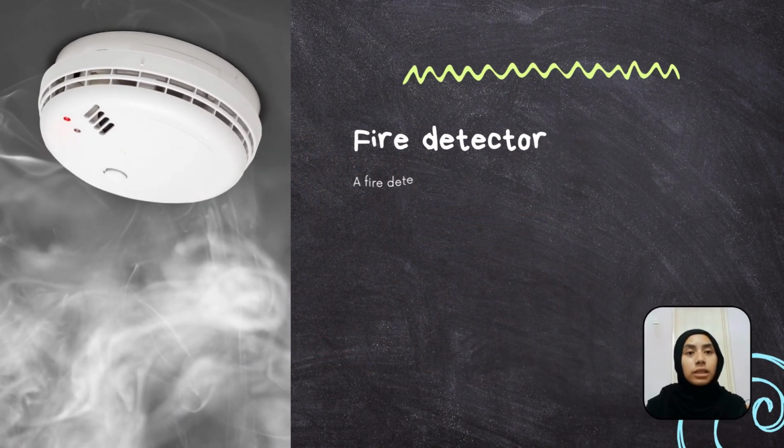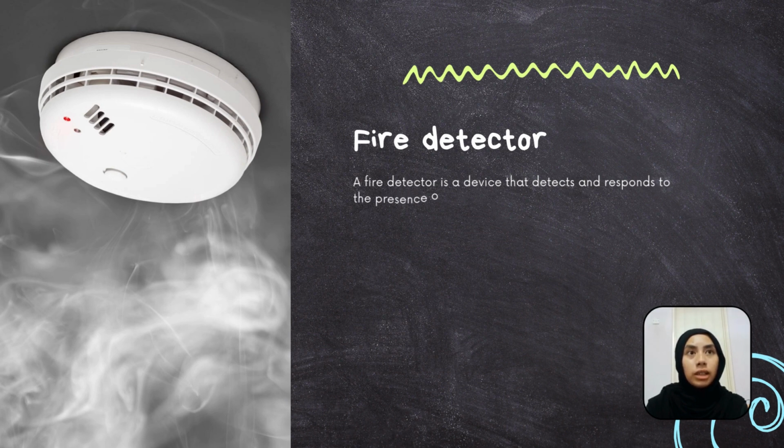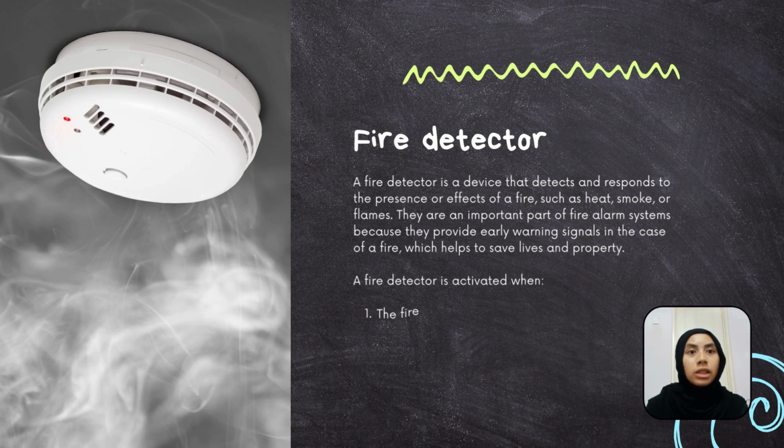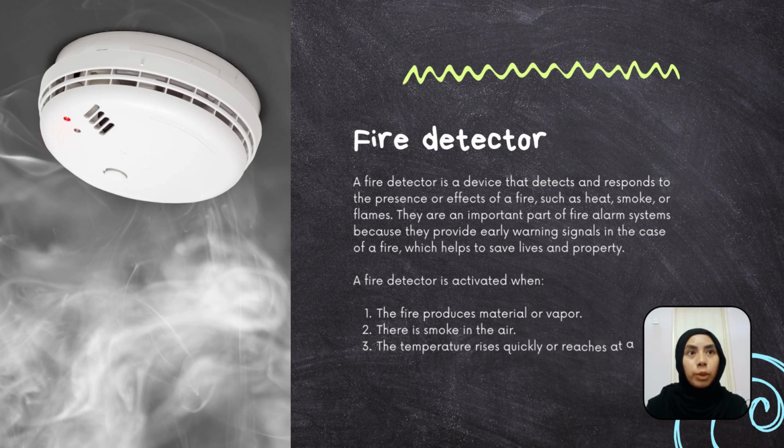For the second last firefighting system active is fire detector. A fire detector is a device that detects and responds to the presence or effects of a fire, such as heat, smoke, or flame. They are an important part of fire alarm systems because they provide early warning signals in the case of a fire, which helps to save life and property.